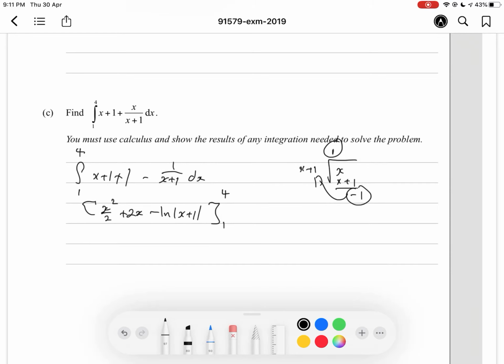Right, so x squared: 4 squared is 16, and 16 divided by 2 is 8. So 8 plus 2 times 4, which is 8, minus ln of 4 plus 1, which is ln of 5, minus 1 squared over 2, which is 1 over 2, plus 2 times 1, which is 2, minus ln of 1 plus 1, which is ln 2. Right, if we simplify this, we should get 16 minus ln of 5.